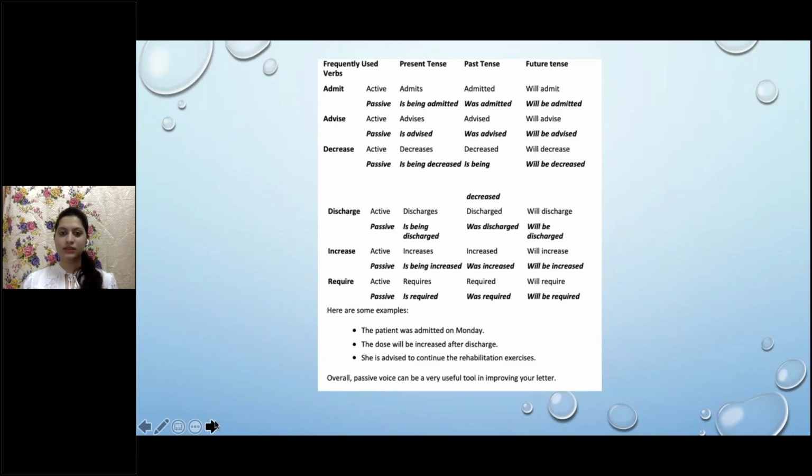So here are a few tenses. One major thing about tense: if you start your letter in past tense, make sure the whole letter is in past tense. Don't keep jumping between past tense and then present, and then go back to past again. Just don't do that. Make sure that your letter is well laid out.